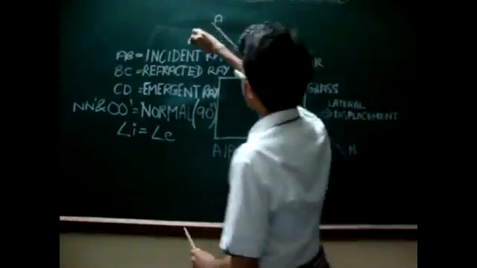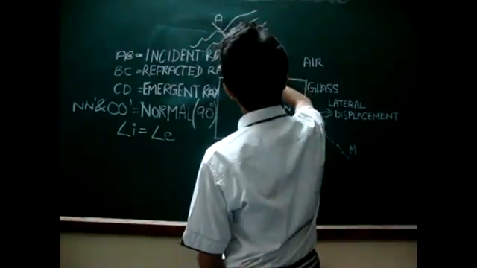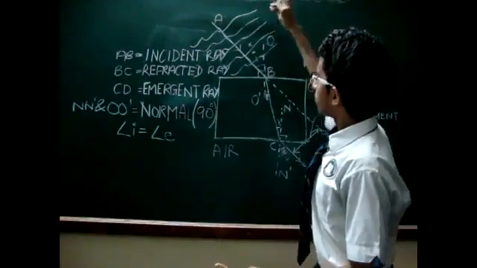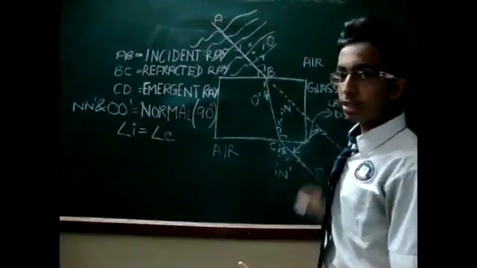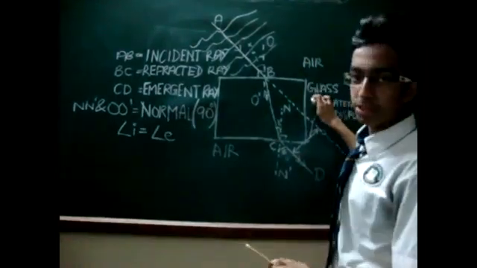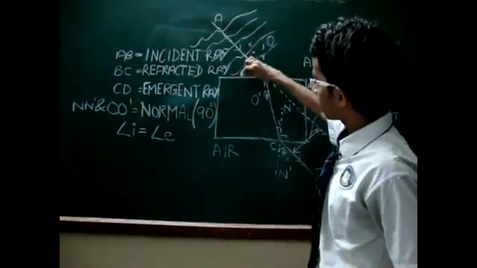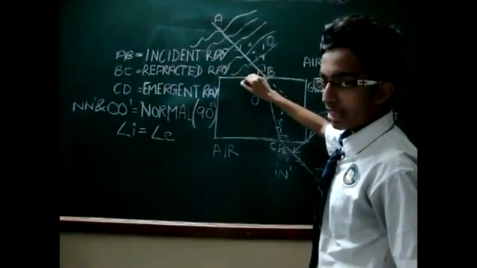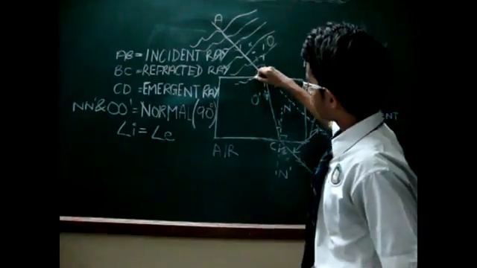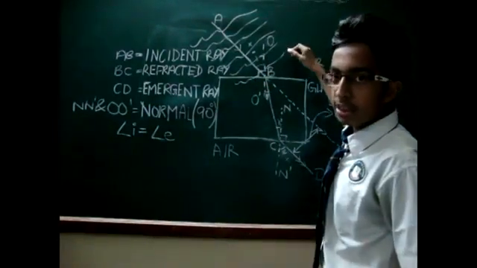So if we draw waves as light, these waves travel through air at a constant speed, 3 × 10^8 meters per second. Now when they enter the glass slab, the speed of light decreases. As a result, this part of the wave enters the glass slab first, so its speed decreases first, while the other part, which is still in the air, has a different speed.